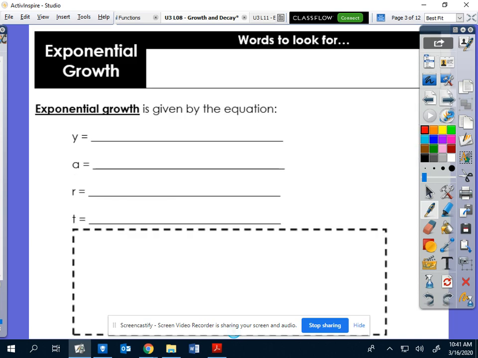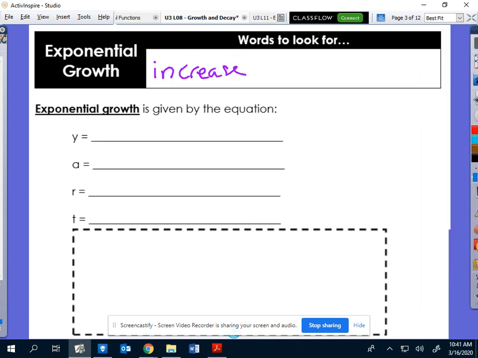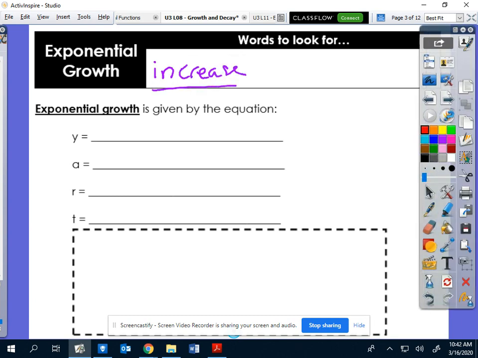So the first thing we want to talk about are some words that we're going to want to make sure you associate with exponential growth. When you're reading a word problem, like we talked about the Ardrey-Kell word problem, we want to look for words that tell us that we are growing. So obviously words like increase, right? That's one of our key ones, increase. Obviously, if it says grow, I think that's self-explanatory.